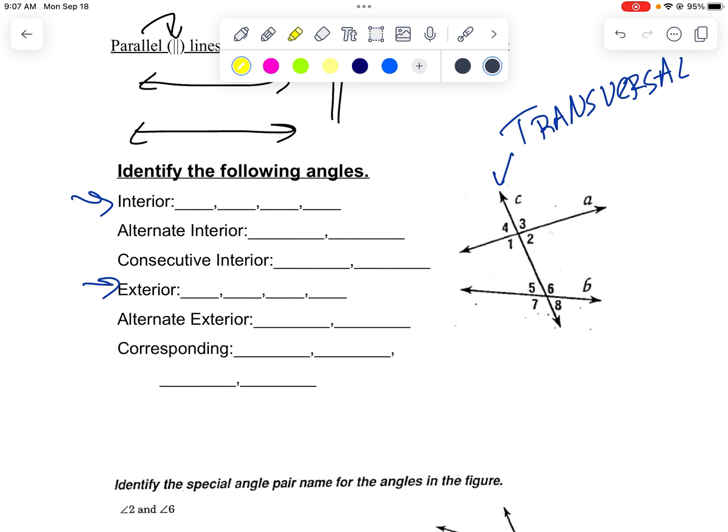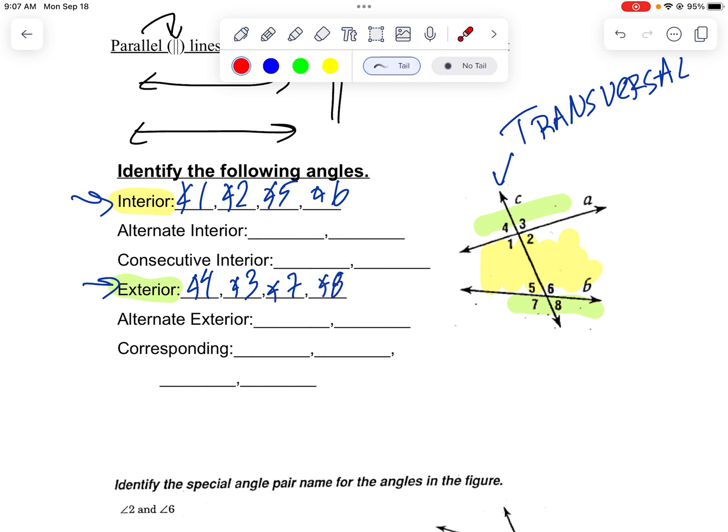The interior angles are all the angles in between our two lines. Okay, so like angle 1, angle 2, angle 5, and angle 6. The exterior angles are the other ones, the ones on the outside. Okay, so angle 3, angle 4, angle 7, and angle 8.